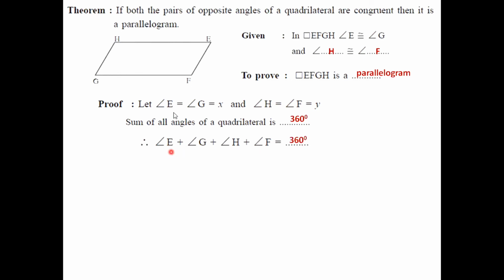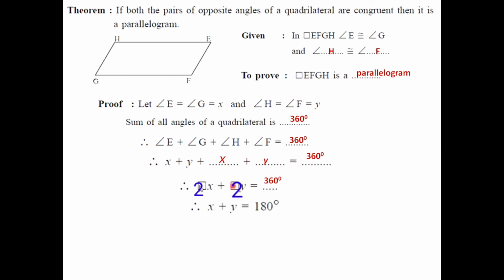Now if we replace angle E and angle G by X and angle H and angle F by Y, instead of angle E we can write X, instead of angle G we can write X again, and for angle H and angle F we can write Y. So X plus Y plus X plus Y is equal to 360 degrees. So X plus X is 2X, and Y plus Y is 2Y, that is 2X plus 2Y is equal to 360. If we divide by 2, we get X plus Y is equal to 180 degrees.